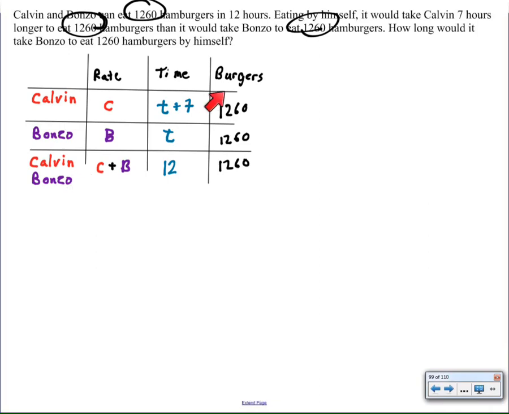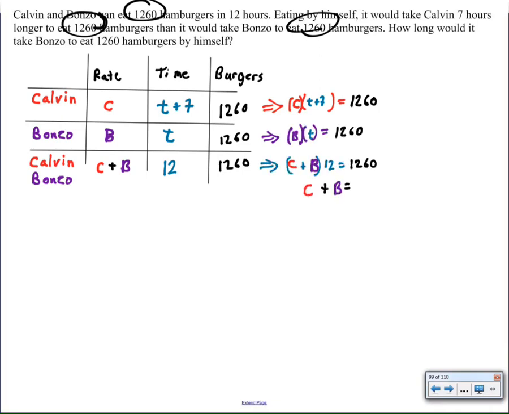Because distance equals rate times time, or burgers equals rate times time, I could actually create 3 equations by multiplying the rate times the time to get the total number of burgers. The third equation can be simplified by dividing both sides by 12 and getting a much smaller, better equation. Smaller numbers, coefficients of 1, that's a plus. If we can do that, that's a good thing.